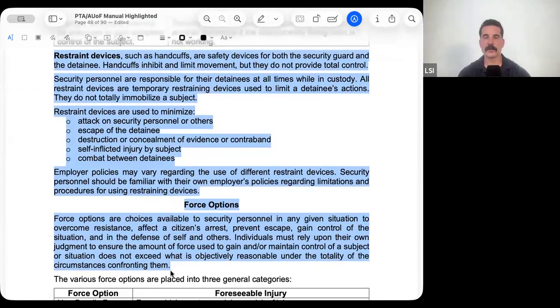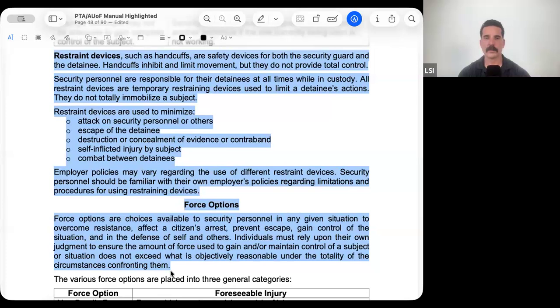Restraint devices such as handcuffs are safety devices for both the security guard and the detainee. Handcuffs inhibit and limit movement, but they do not provide total control. Security personnel are responsible for their detainees at all times while in custody. All restraint devices are temporary restraining devices used to limit a detainee's actions. They do not totally immobilize a subject. Restraint devices are used to minimize attack on security personnel or others.